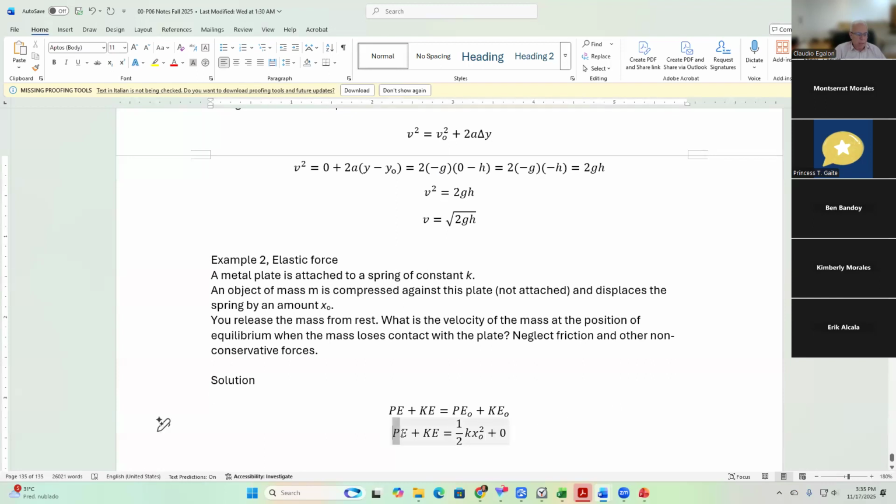The final potential energy is going to be 0. And the final kinetic energy is going to be, did I give the mass? Yes, an object of mass m. Here in this case, I gave you the mass. Kinetic energy is half m v final square.